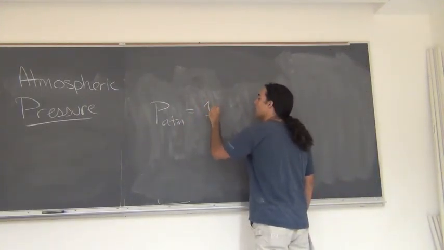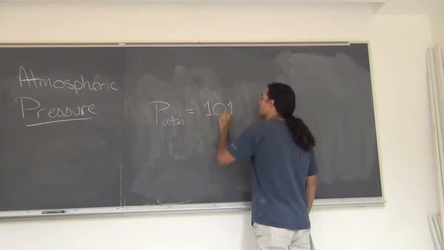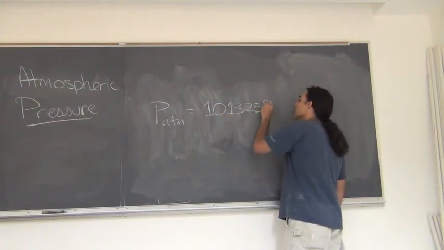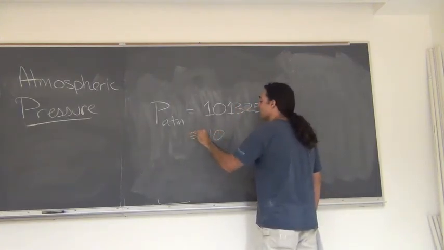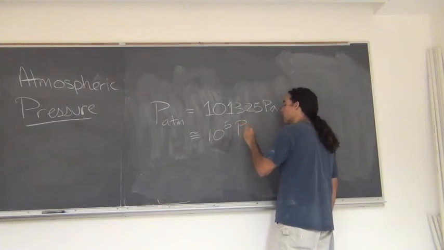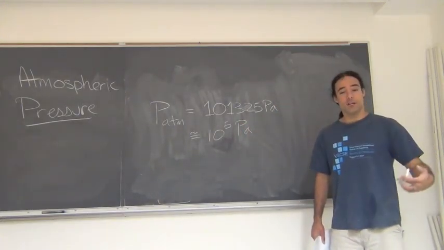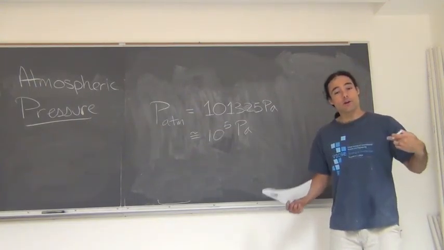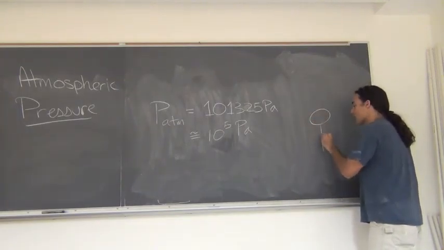It turns out that 1 atmosphere is about 101,325 pascals, or equivalently, it's about 10 to the 5 pascals. So it's about 100,000 pascals. 100,000 is a pretty big number. So that's 100,000 newtons for every meter squared of area that you have. That is a lot of pressure.